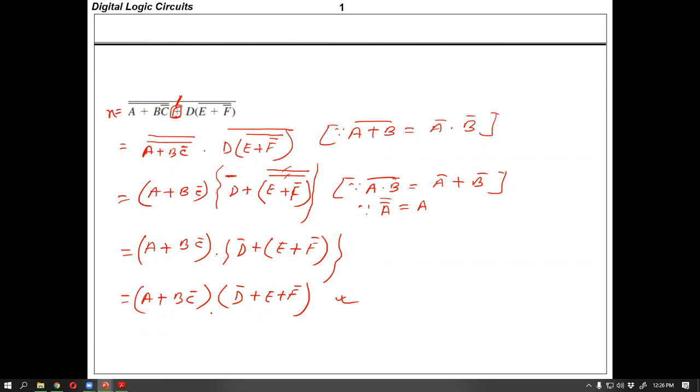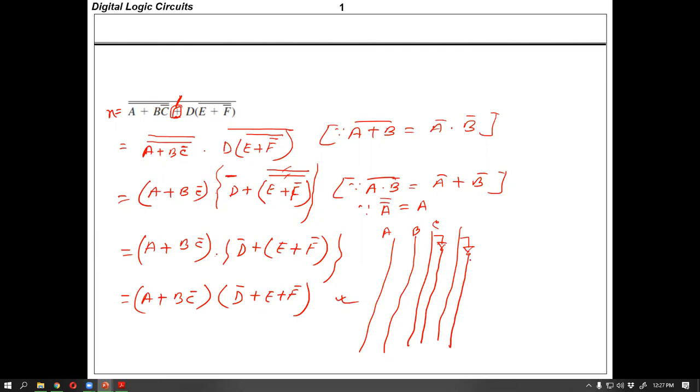Now you draw this circuit. Suppose this is your A. This is the A. This B. And this is the C. Need the C bar, so this is the C bar. Now need the D bar, so this is the D bar. This D and this D bar. This C bar. This D bar. And E and A bar. This E. A bar, sorry. This is the A bar.